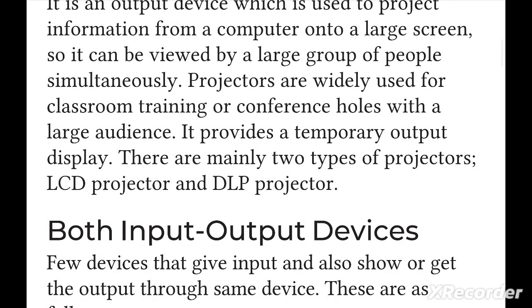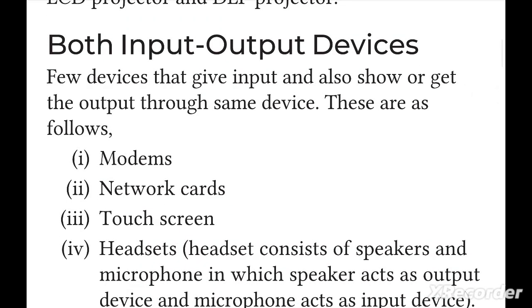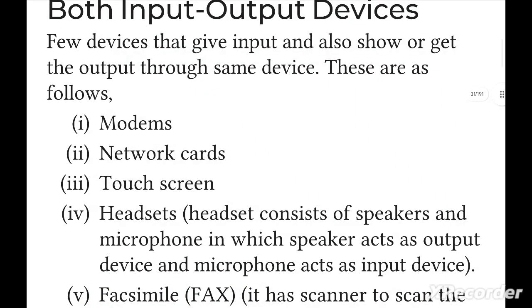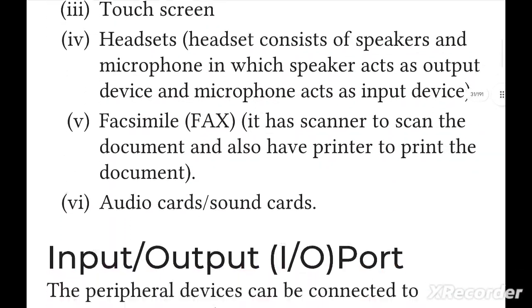There are mainly two types of projectors: LCD projector and DLP projector. Next, both input and output devices. Few devices give input and also get the output through the same device. These are as follows: first, modems; second, network cards; third, touch screen; fourth, headsets. Headset consists of speakers and microphones, in which speakers act as output device and microphones act as input device.